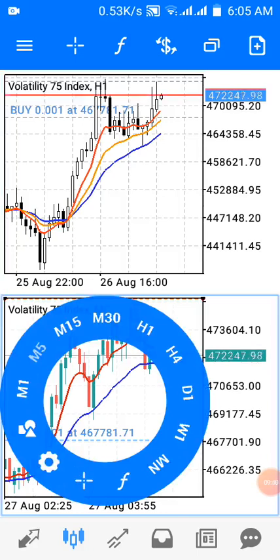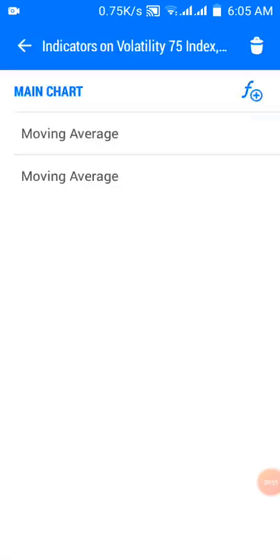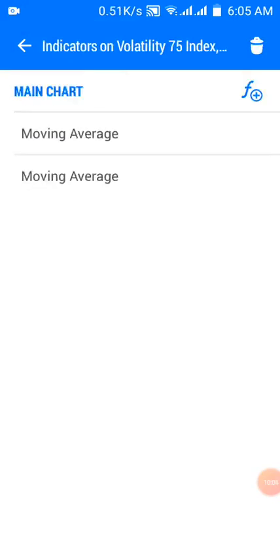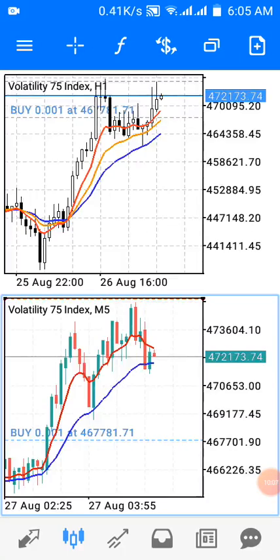For the lower window, we have a 21 exponential moving average, blue color. We have a 7 exponential moving average, red color. So that's that for the strategy.